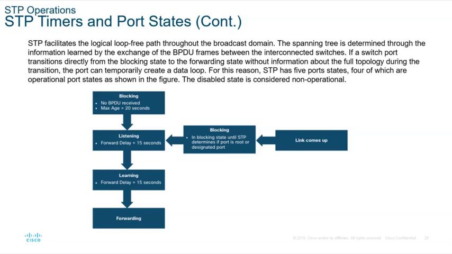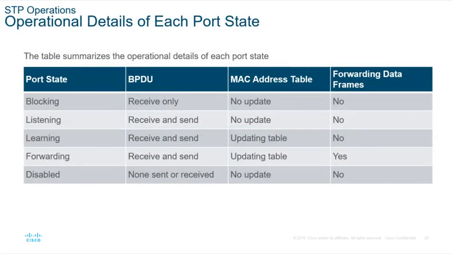And then we have the non-operational state, which is disabled. Once the port is disabled, that is it. It's up to you to go back and activate it, and it will not change automatically. So that is the states and what those states can do. We have 5 states.